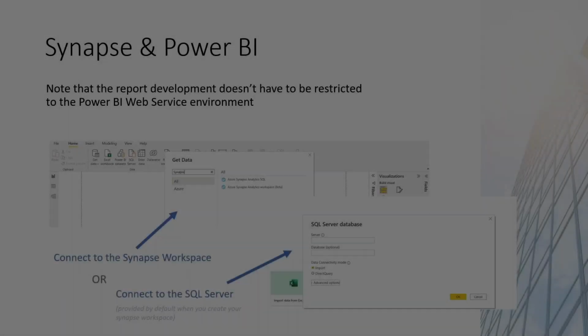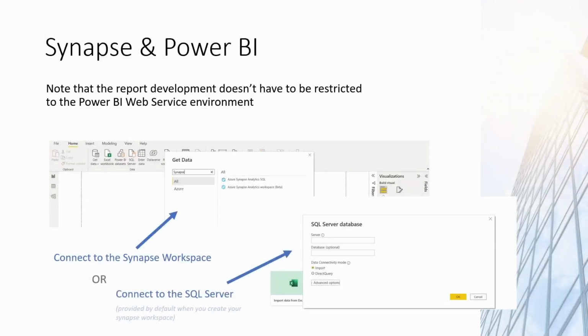What if you would, for example, want to add some row-level security to our reports? Well, in that case, we could get the data that we've loaded into Synapse and use it as a data source in Power BI Desktop. We can connect by using the Get Data option and then connect to the Synapse workspace by providing the URL, or we could connect to the SQL server that is automatically created when provisioning a Synapse workspace.